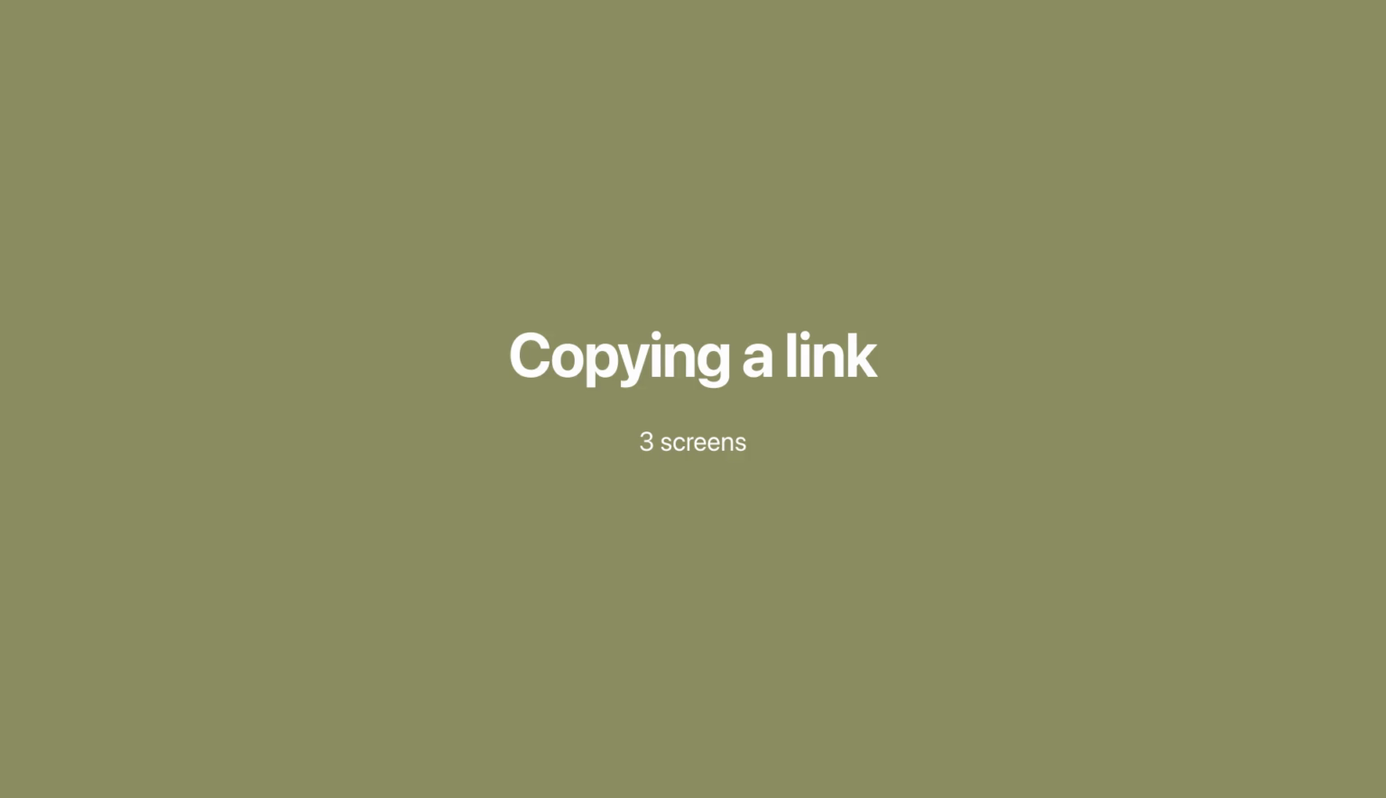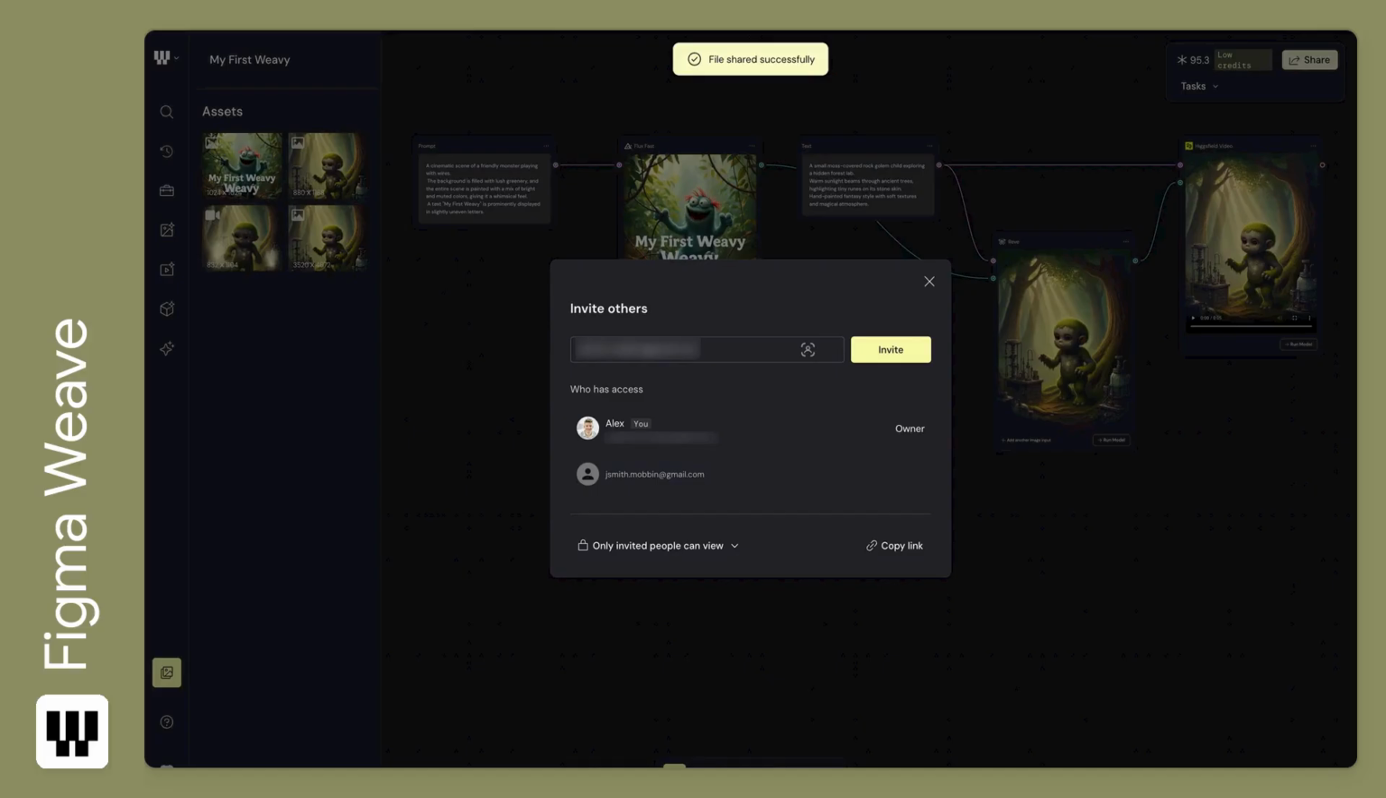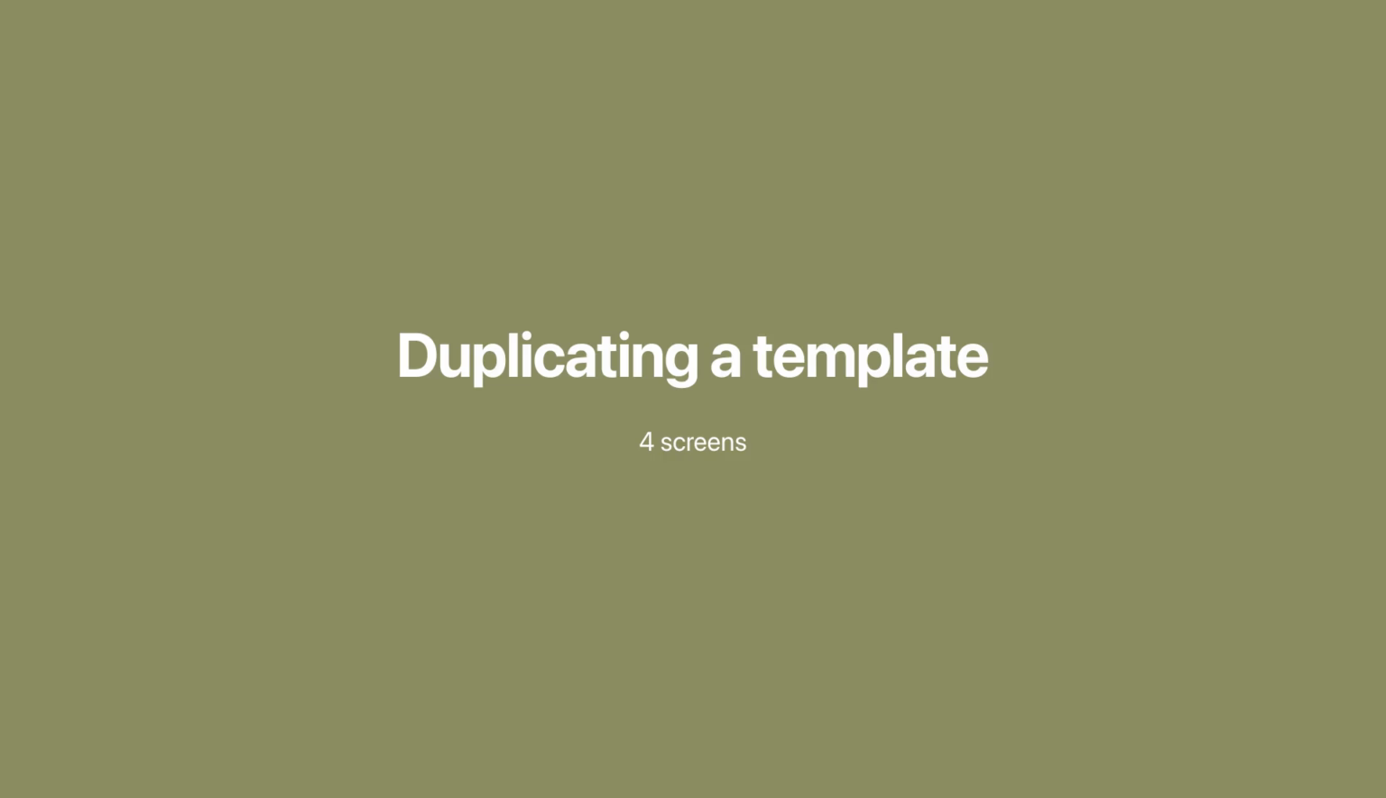Moving forward, let's see how copying a link is done. Enter your email and click Invite. Next, copy the project's shareable link. Then, it's copied successfully.